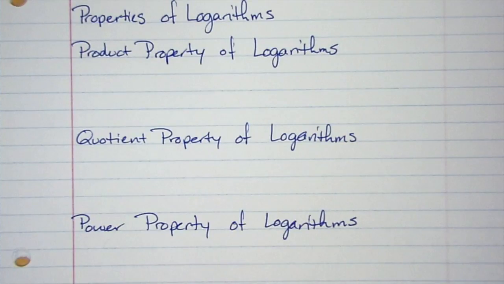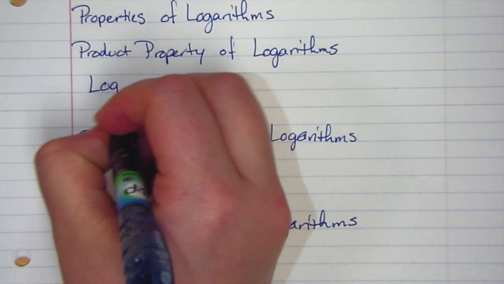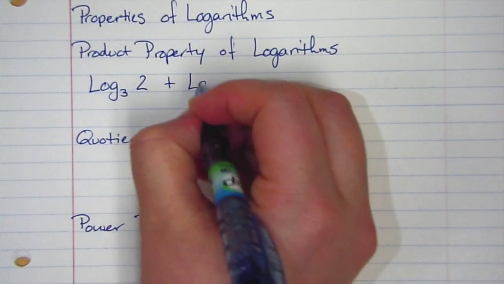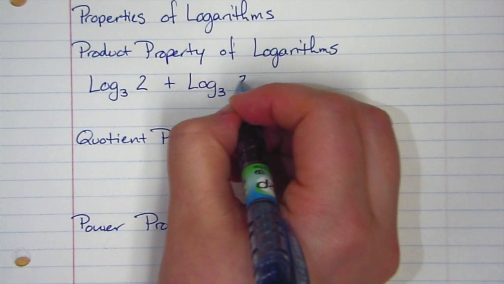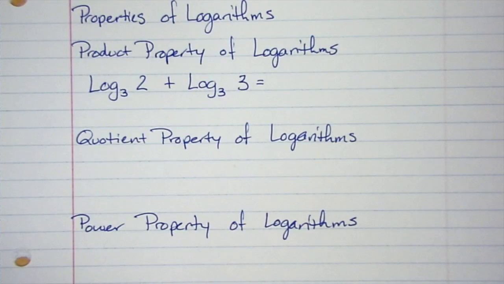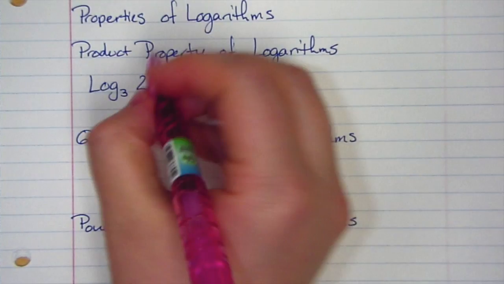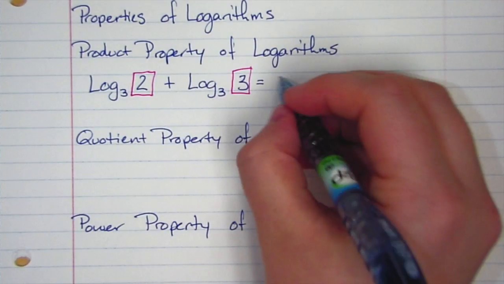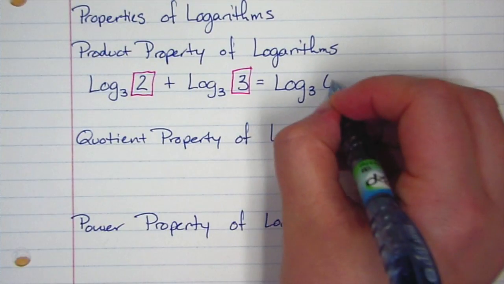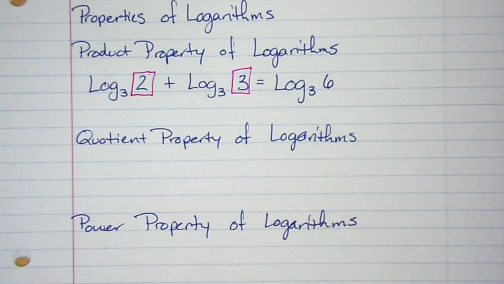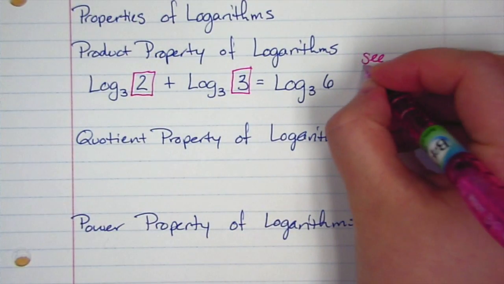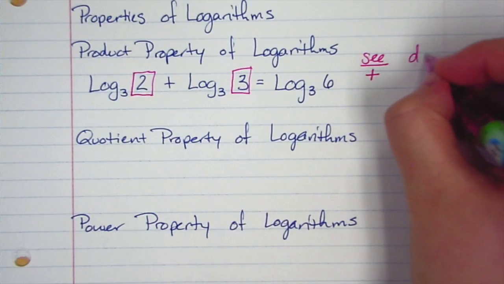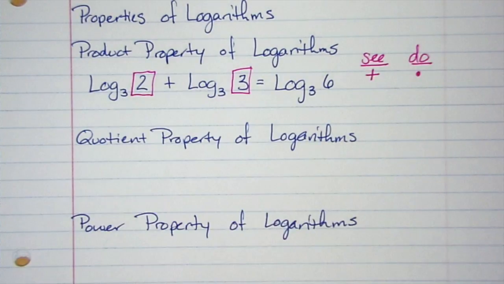The product property of logarithms says that if we are adding two logs of the same base, what we can do is we can multiply the arguments together and combine them under one log. A good way to remember this property is that when you see addition, you do multiplication. The opposite is also true.